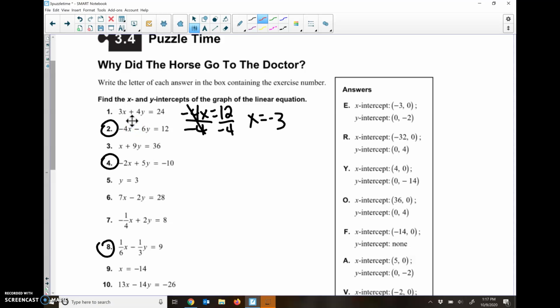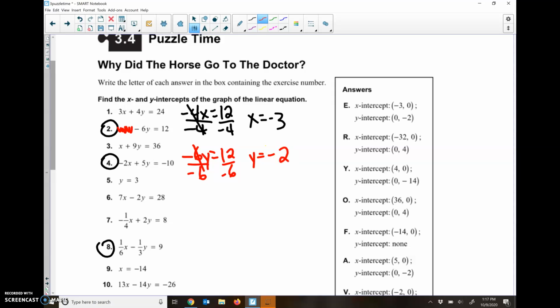If I want to find the y-intercept, I'm going to get rid of my x value there. So I'm left with negative 6y equals 12. Divide by negative 6. Divide by negative 6. My y-intercept then is negative 2.